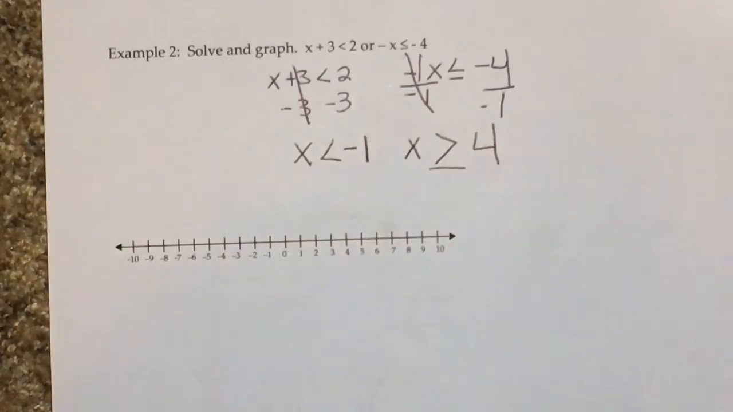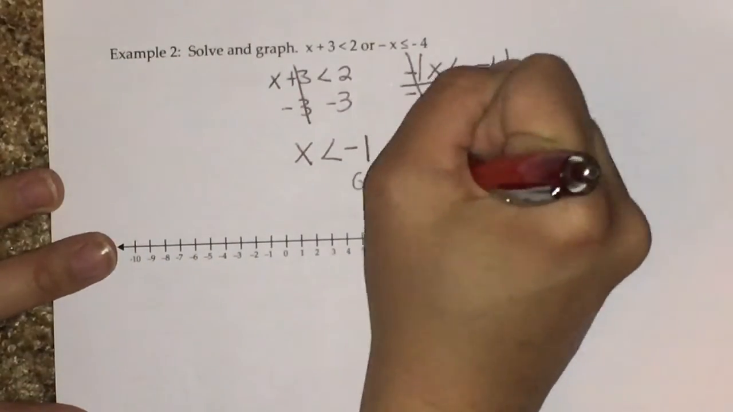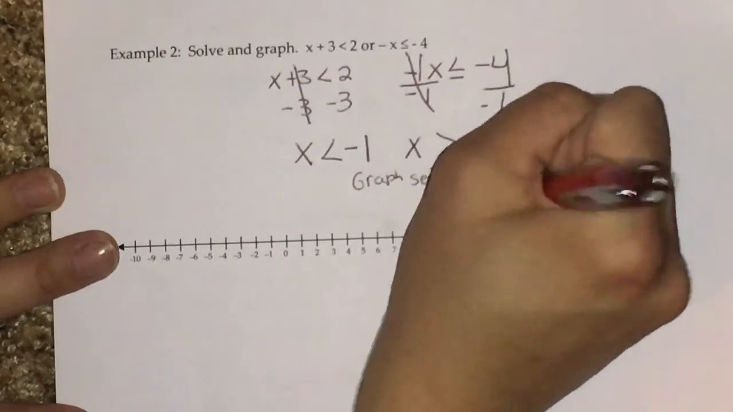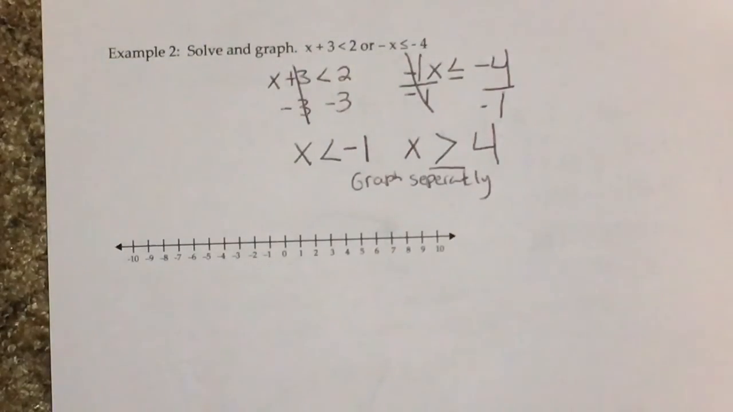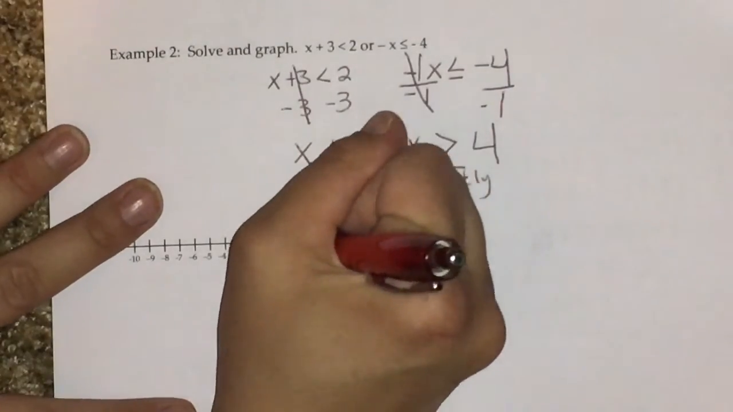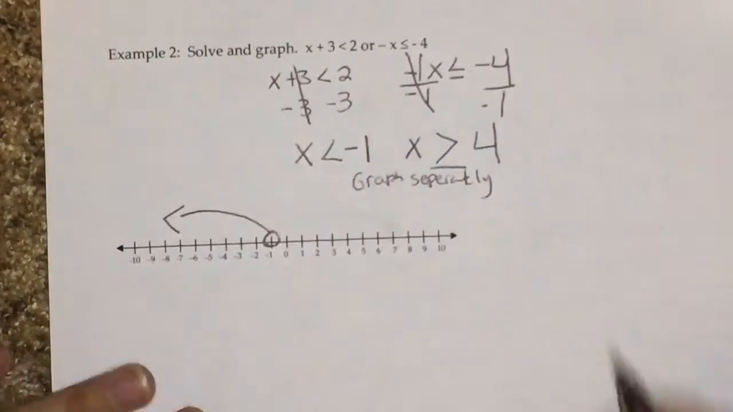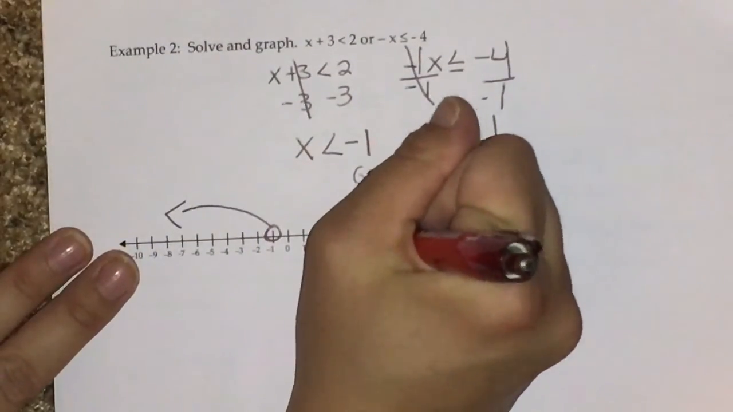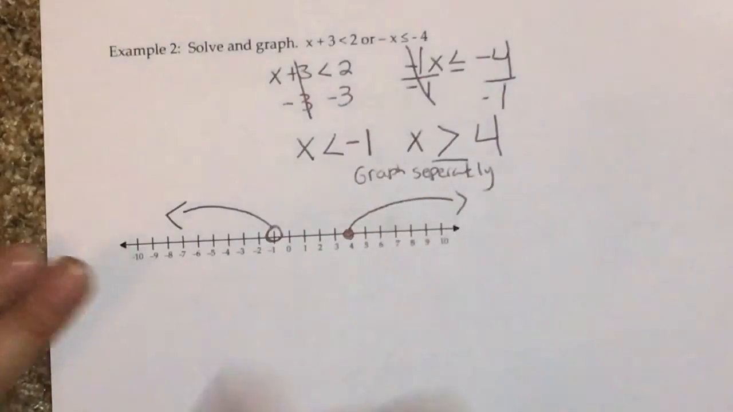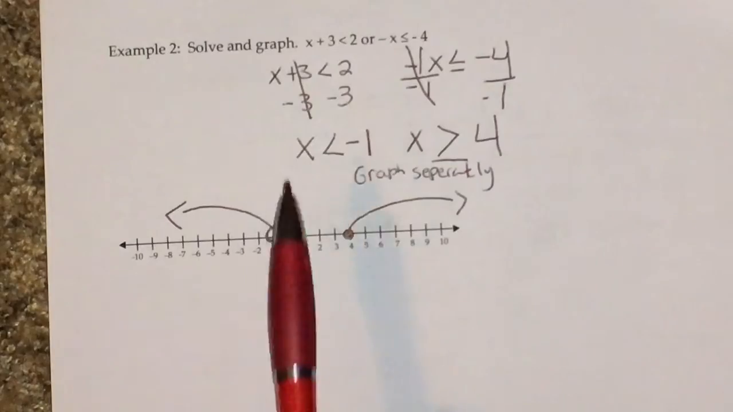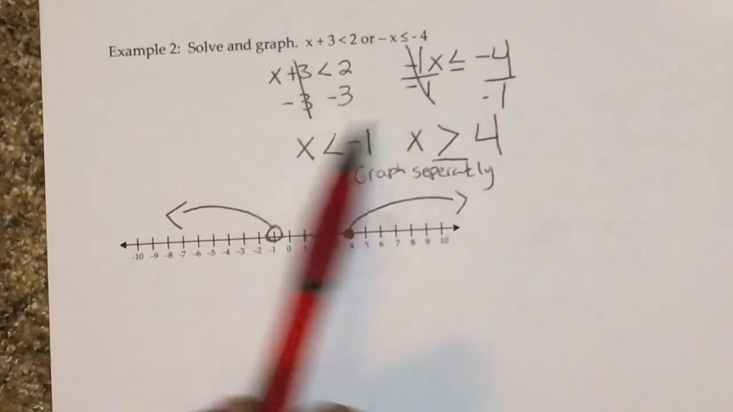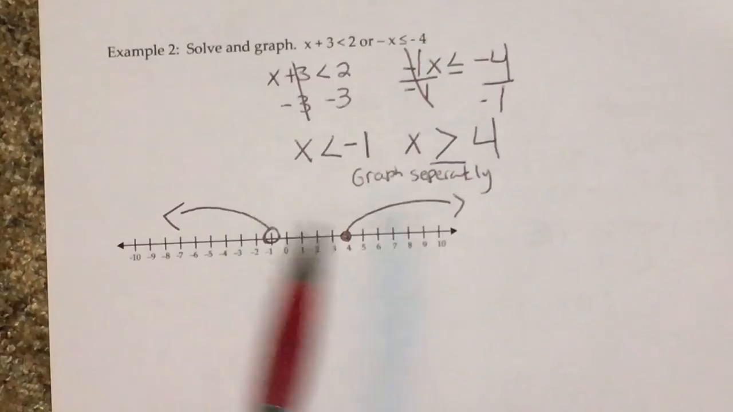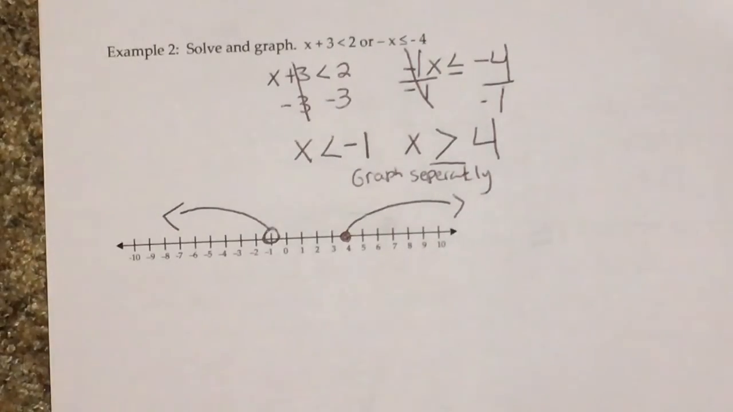And then you are also going to graph each of these separately as well. X is less than negative 1 is going to look like an open circle on negative 1 going to the left. And x is greater than or equal to 4 will be a solid circle going to the right. So this is saying that any number that is less than negative 1 or greater than or equal to 4 will satisfy this inequality. It does not need to satisfy both. It needs to satisfy one or the other.